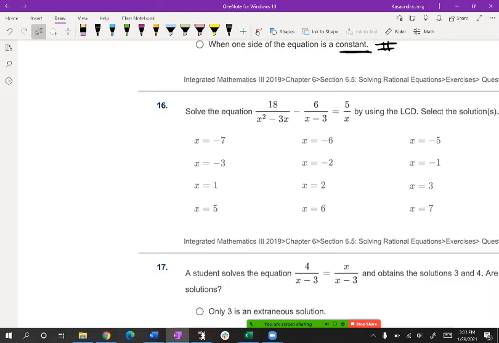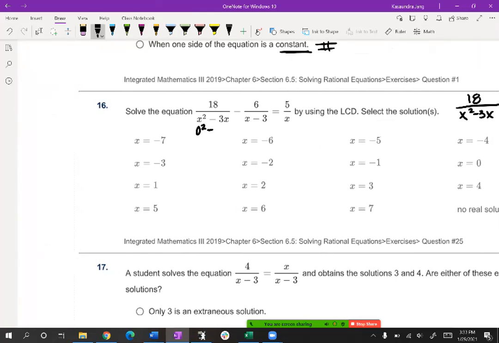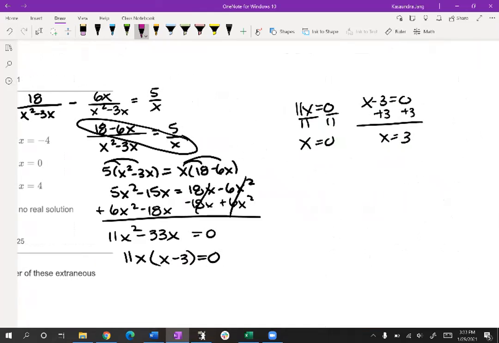Did I divide by 0? I think so, because when I plugged my 0 in, 0 minus 0 is still 0. This is making me divide by 0. So for that reason, this actually is not one of my solutions. Out. Let's try the 3.